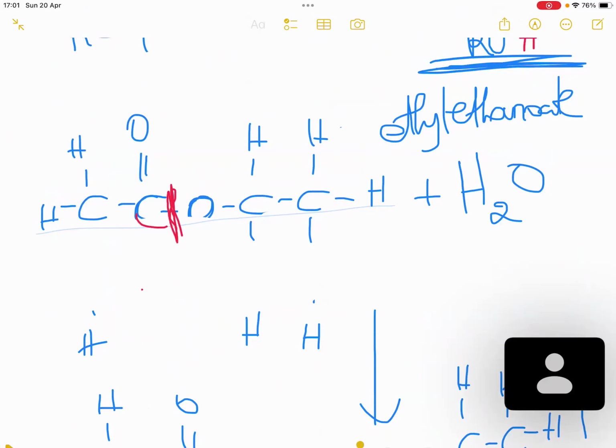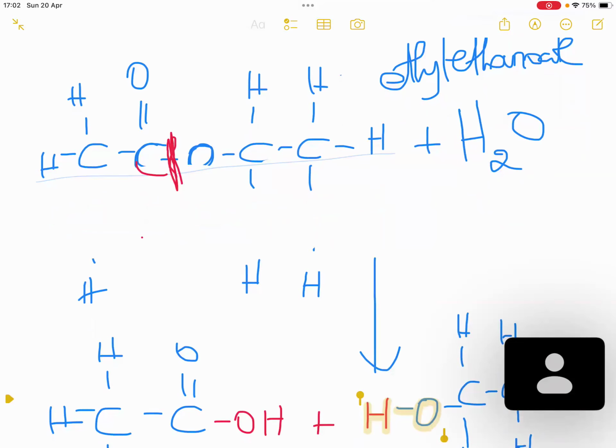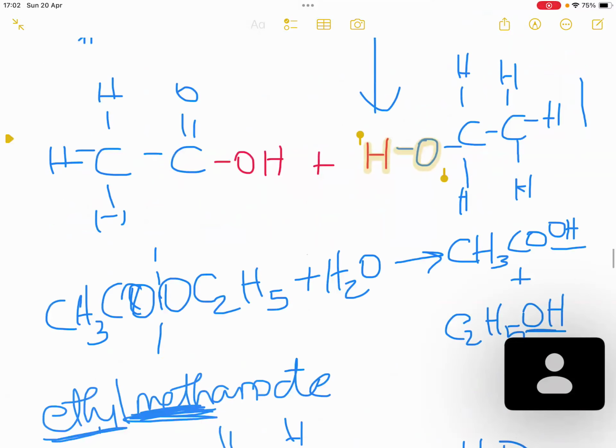The ester molecule splits between the carbon and the single bond oxygen. When my molecule splits, to the acid, which is the part with the C double bond O, I will add back the OH, and to the alcohol, I'll add back the H. So I'm forming whatever alcohol and whatever acid formed my ester.